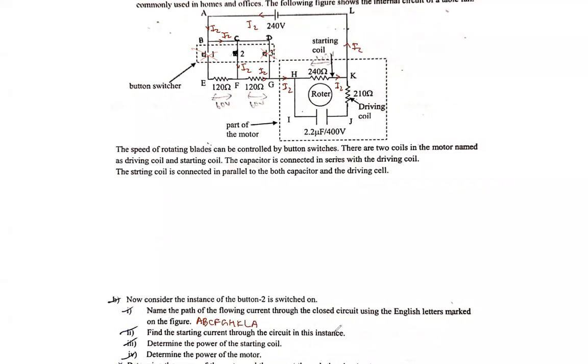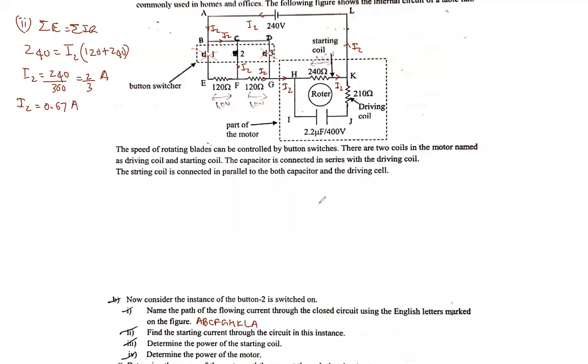Find the starting current through the circuit in this instance. So again, Roman 2, we can apply sigma E equals sigma IR. Sigma E is once again 240. This time the current I2 is flowing through how many resistors now? It's flowing through 120 ohm and 240 ohm, that's all. It doesn't flow through this. So it should be 120 plus 240. So I2 is equal to 240 divided by 360, that is 2 by 3 ampere. That is, I2 is equal to 0.67 ampere.